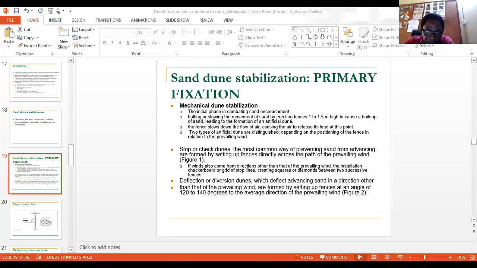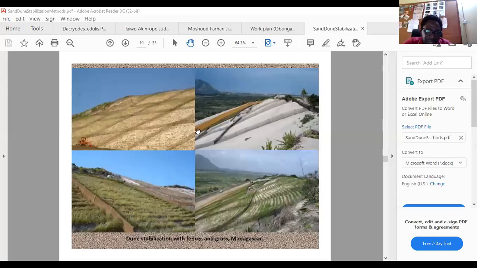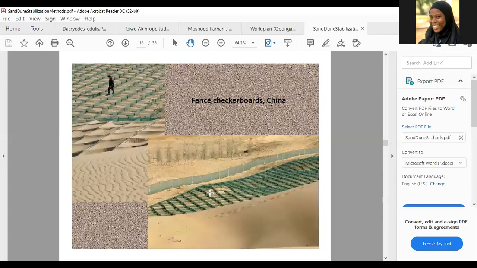Can you see the picture? Look at areas that have been restored. I can't see it though. No, sir, my own screen is not changing yet. You can see the pictures. Yes, sir. All right, let me reshare. Can you see the pictures now? Yes, sir. We can see it now.